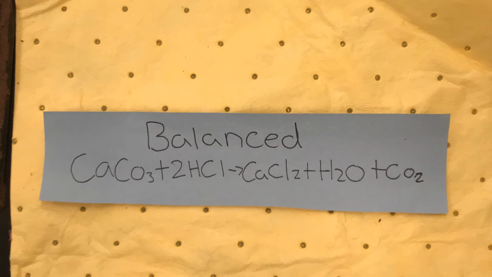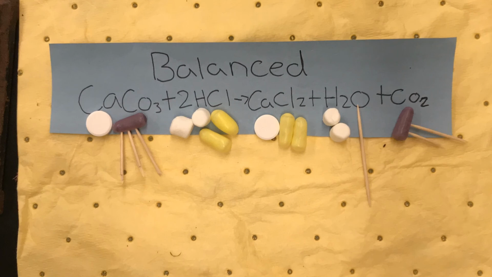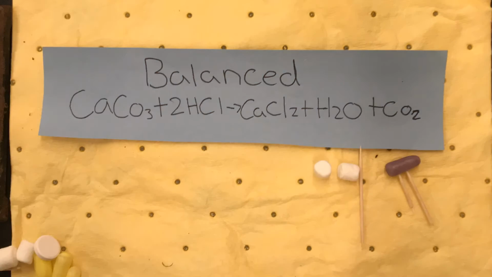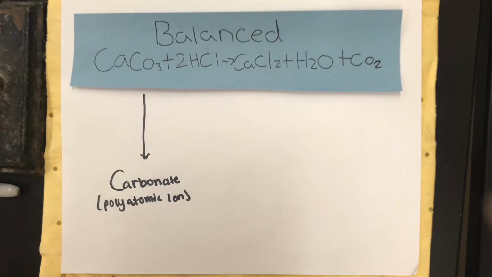We can now see that the equation is balanced because we added hydrogen and chlorine to the reactant side to even out the equation. In the equation, there is one polyatomic ion. It is carbonate, or CO3.